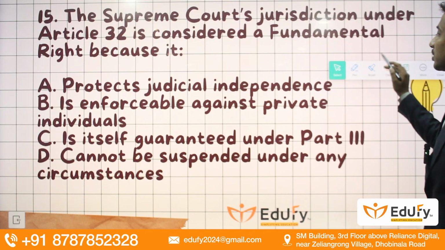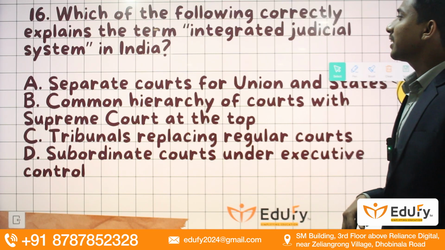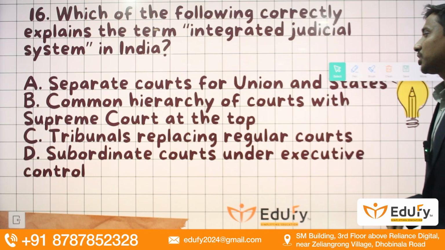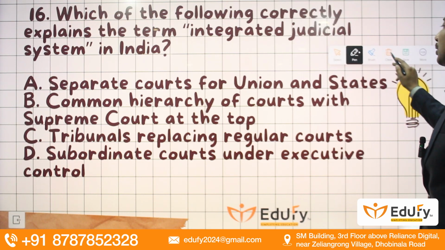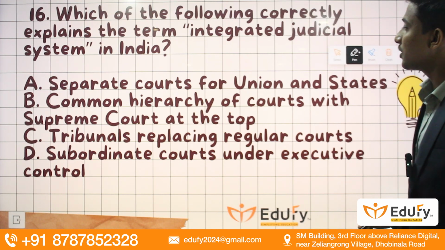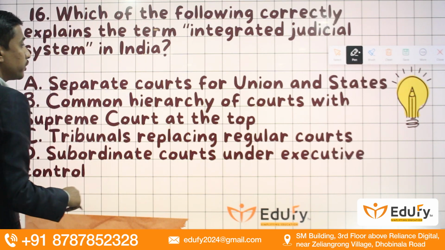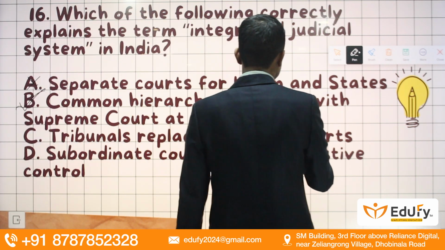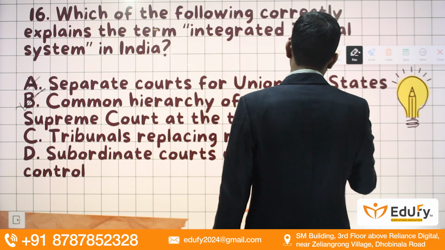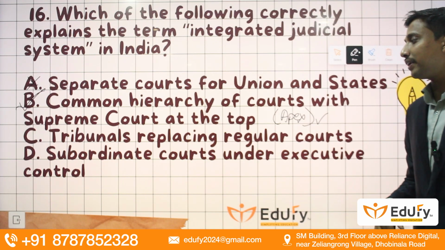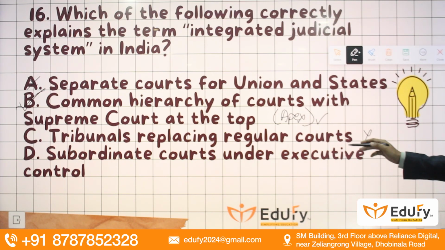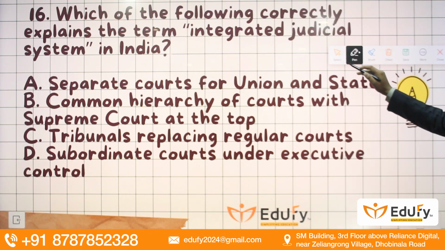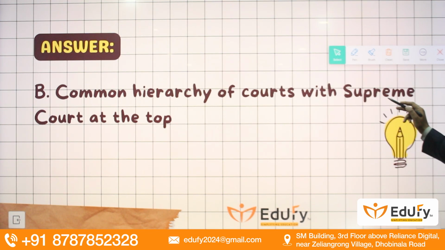Moving towards the next question, guys, we have, which of the following correctly explains the term integrated judicial system? So guys, in India, we all know that we have an integrated judicial system. So separate courts for union and state? No. Common hierarchy of courts with the Supreme Court at the top or the apex level? At the top or the apex level, what we have? We have the Supreme Court of India. Tribunals replacing regular courts? No. Subordinate courts under executive control? No, guys. So the correct option is common hierarchy of courts with Supreme Court at top.